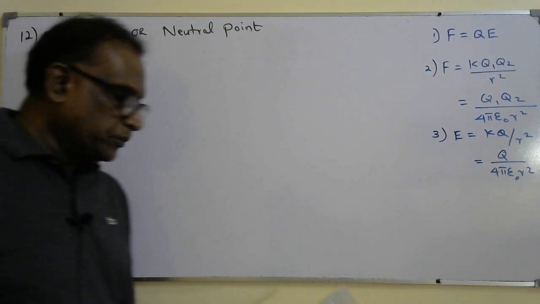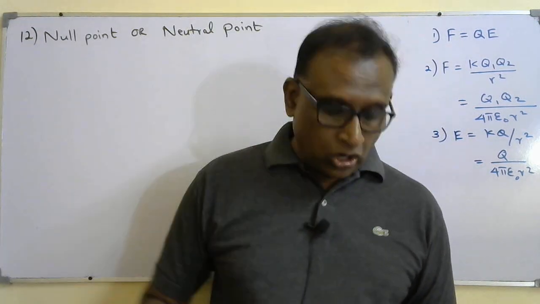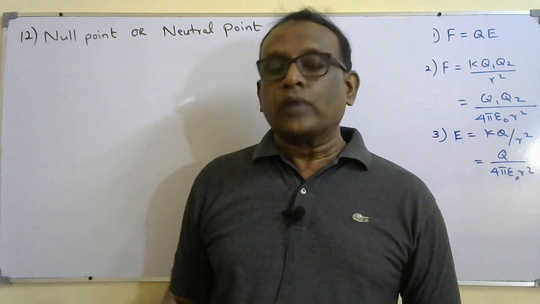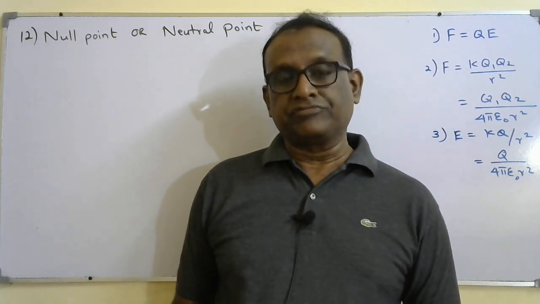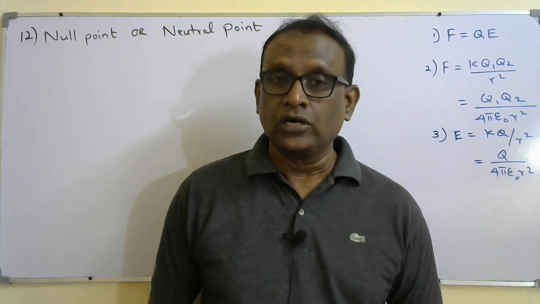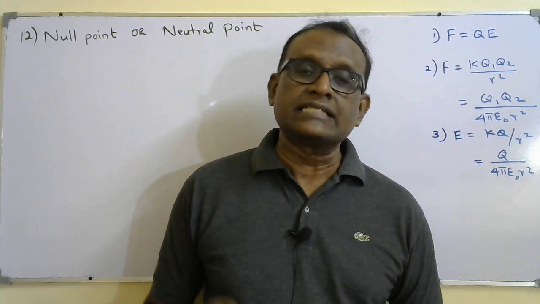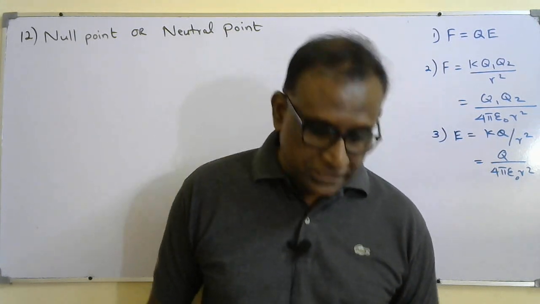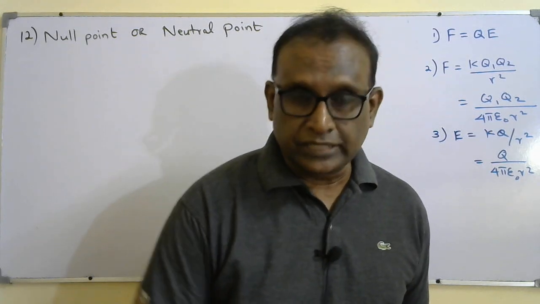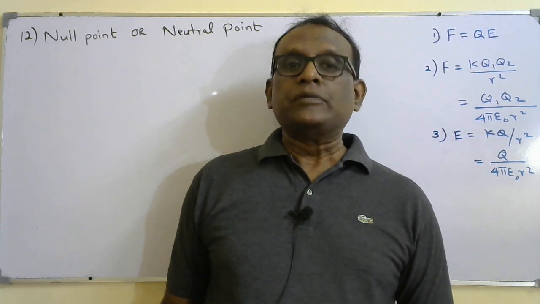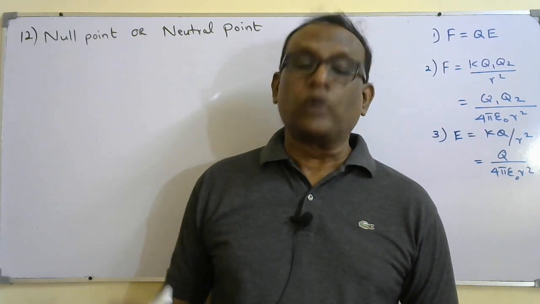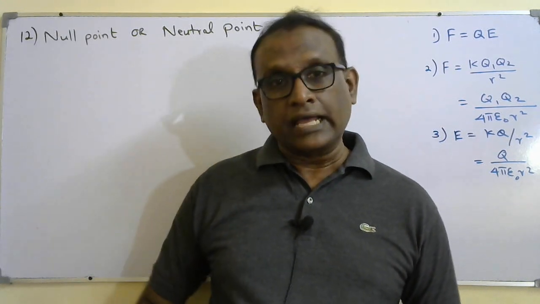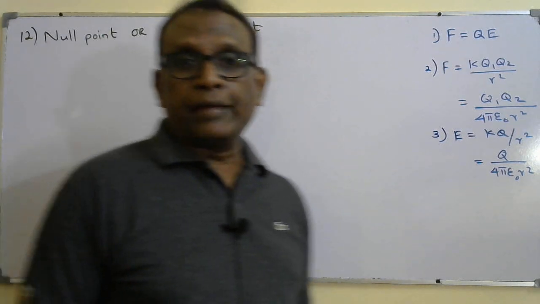Okay, so the next point you must know is null point or neutral point. So what is null point? The point at which the resultant electric field strength is equal to 0. The point at which the resultant electric field strength is equal to 0 is called null point or neutral point. Also, you must be able to calculate the distance of a null point from a point charge when there is more than one point charge kept in space.